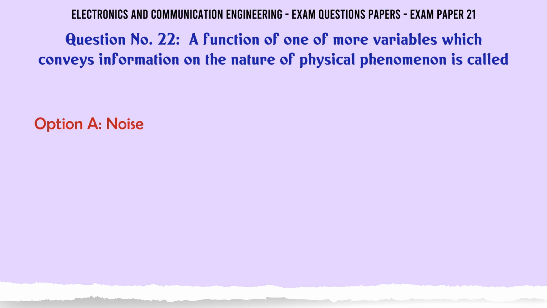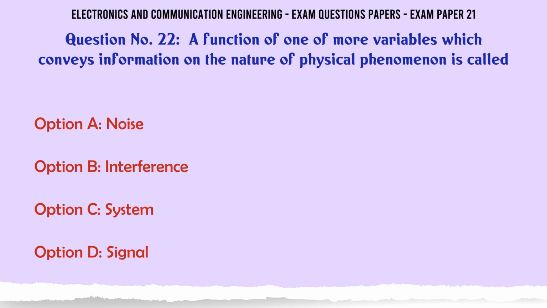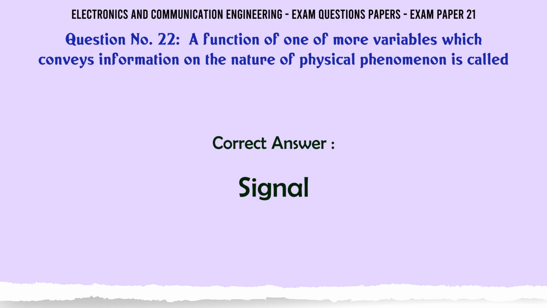A function of one or more variables which conveys information on the nature of a physical phenomenon is called: A, noise; B, interference; C, system; D, signal. The correct answer is signal.